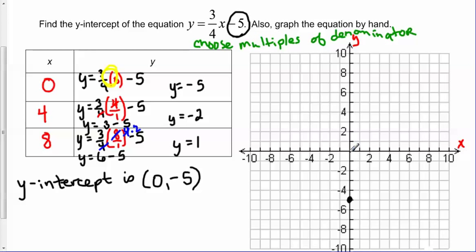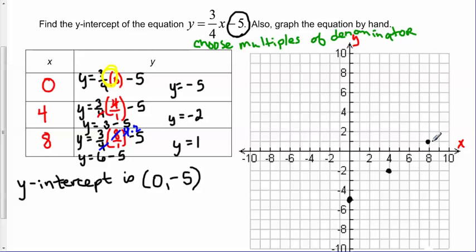If I go 4 in the x direction, I need to go -2 in the y direction because here's the ordered pair (4, -2). So there's (4, -2) right there. And then we have the point (8, 1). So there's 8 and 1. So there's my 3 points.